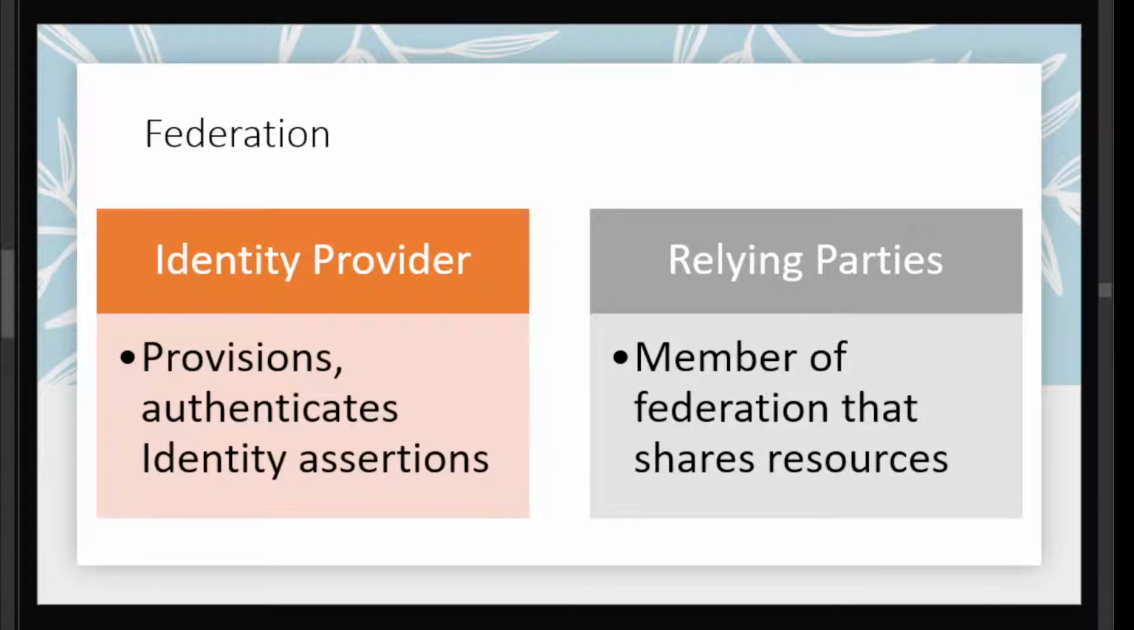So let's go over the concept of federation. The federation requires an identity provider who provisions, authenticates, and authenticates identity assertions. And then there are relying parties, the member of the federation that shares resources. In the trusted third-party model of federation, the identity provider is the trusted third party, and the relying parties are each member organization within the federation.